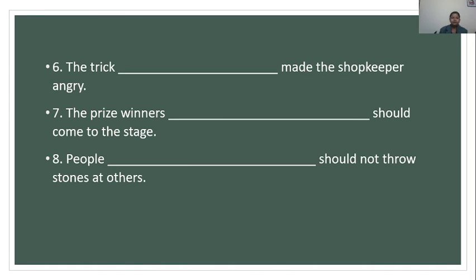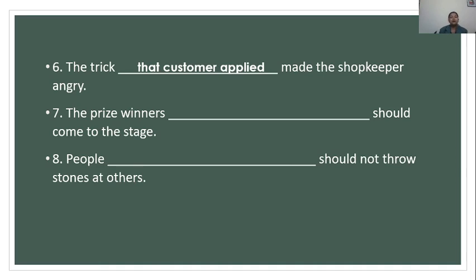Okay, the trick dash made the shopkeeper angry. So, here a trick has been used, a non living thing. So, what will be my introductory word? Which or that? So, the trick that the customer applied made the shopkeeper angry. Clear? Or the trick that the customer was trying to apply made the shopkeeper angry. As the sentence is in past tense, please take care of the tenses also, children.